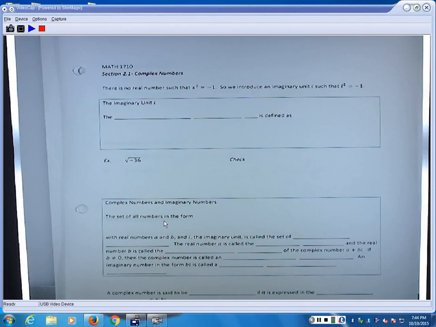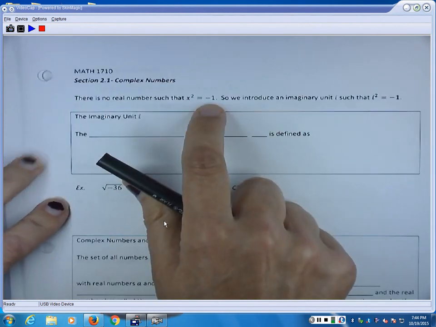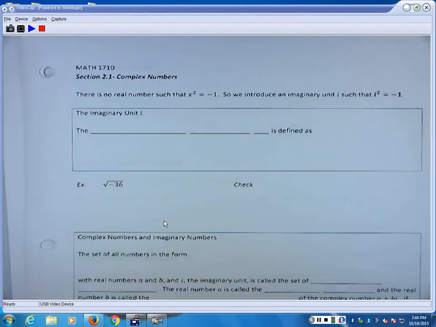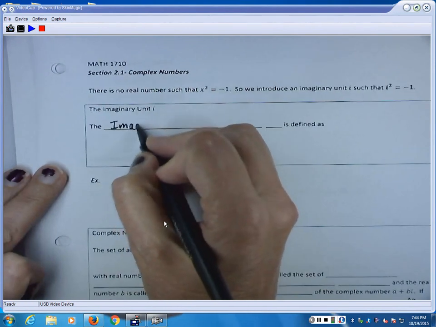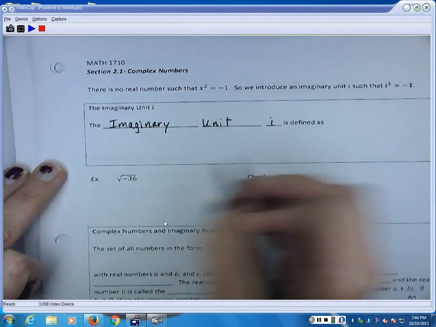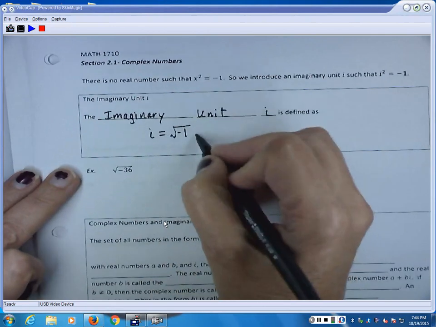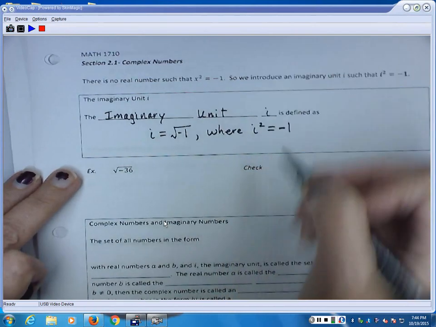Okay, the important thing about complex numbers is that the only difference is that we define i squared to be -1. We define the imaginary unit i as i equals the square root of -1, and then i squared equals -1.